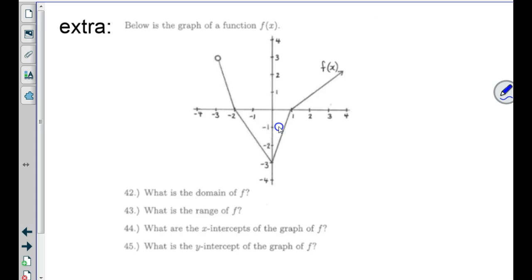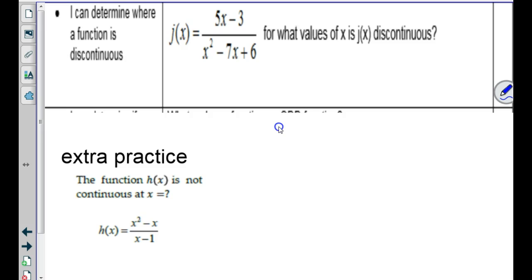Do you need more practice on domain and range? Where is this discontinuous? Yes, but it's not part of that function, that section, so I have more practice on it, okay?